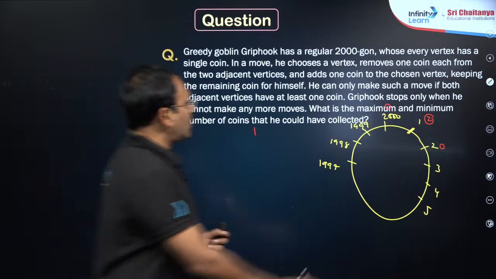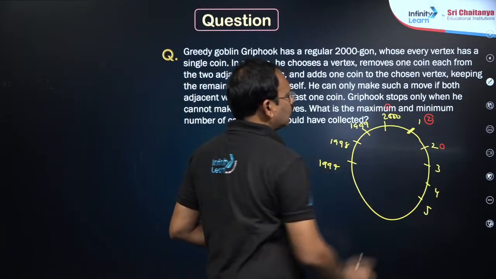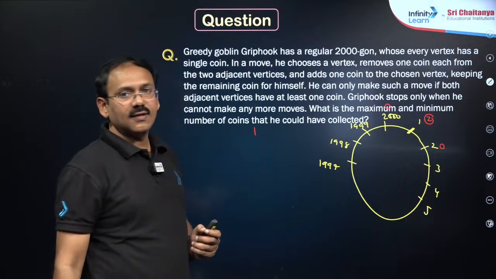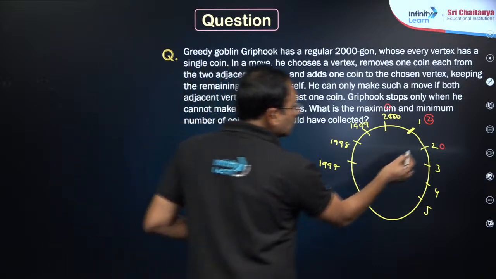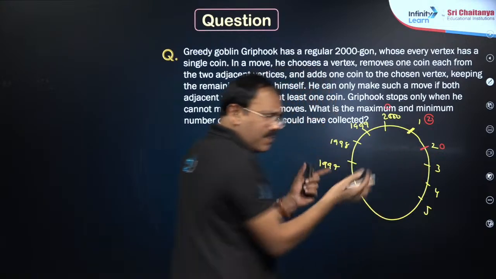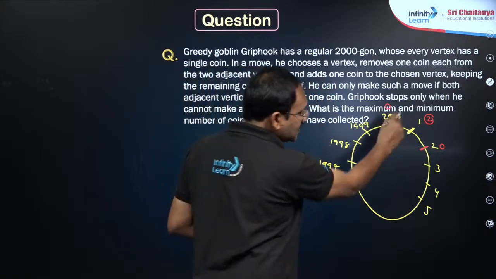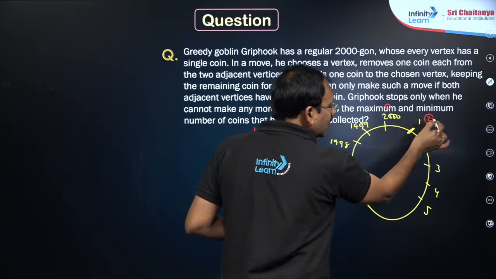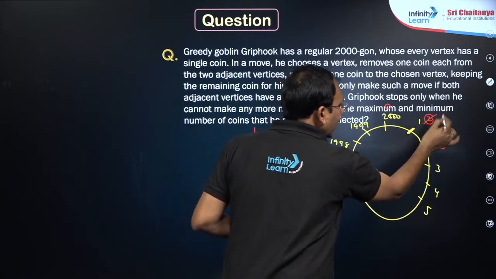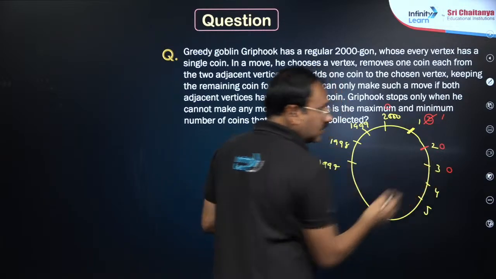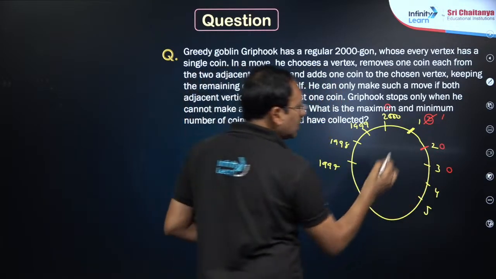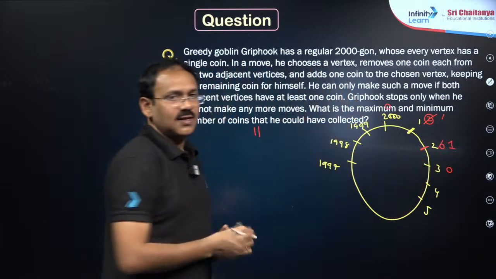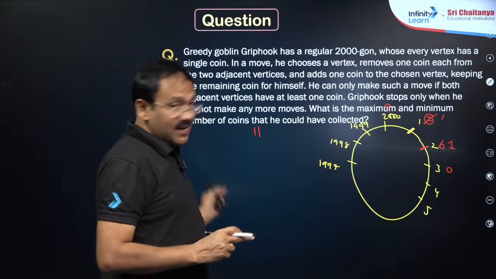So he takes one coin from 2000, one coin from 2 and collects 2. He takes 1, he puts 1 there. Now he goes to 2. He may not be having coins, no problem, but 1 is having coins, 3 is having coins. So he collects 1 coin from 1 and 1 coin from 3, he is having 2. He gives 1 to 2 and he gets 1. You see, 2 moves have happened, he gained 2 coins.